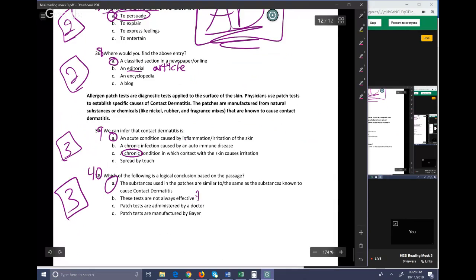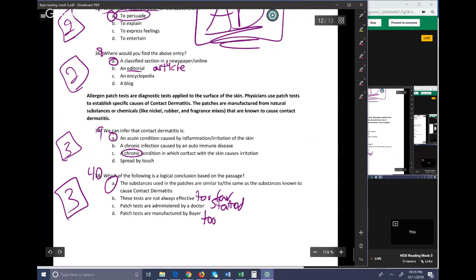B would be too far. We don't know if they are always effective, never effective, or sometimes effective, and we have no idea if we can say that they're not always effective because they didn't say that. C is stated. It says they are administered by a doctor. And then D is way too far.